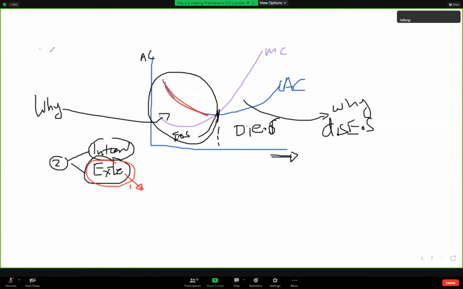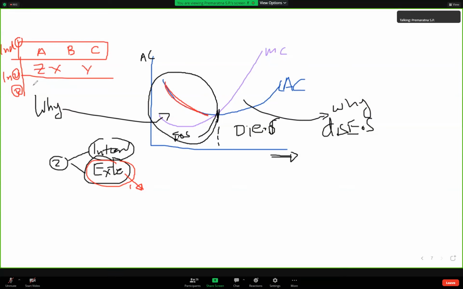Let's say two firms in one industry, A and B, and C is also another firm in the same industry. Let's say this is industry 1. There are some other industries also, industry 2, industry 3 like that. There are firms in industry 3 also, let's say firms E, Q, S like that.